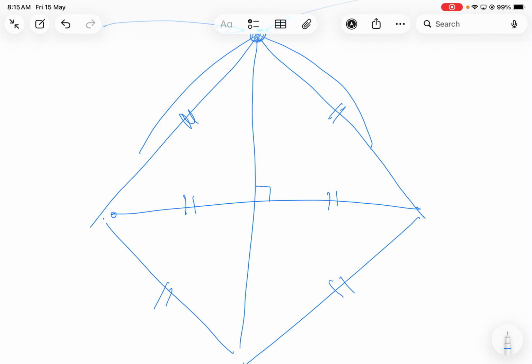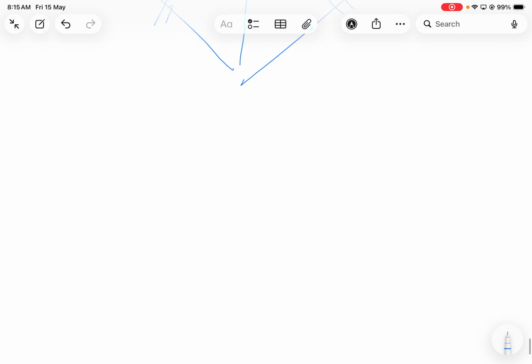Okay. So in practice, the way to remember is very easy.